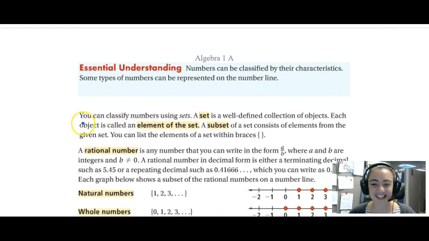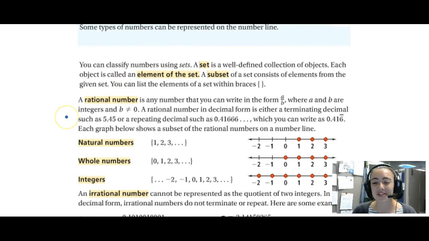Welcome back. We're going to talk about some more vocabulary. We saw all those key terms at the beginning, and we only defined 2 of them so far. We have quite a few more here, so we're going to look through. The first one they define is set. A set is a well-defined collection of objects.